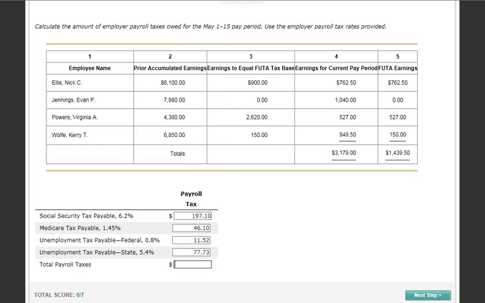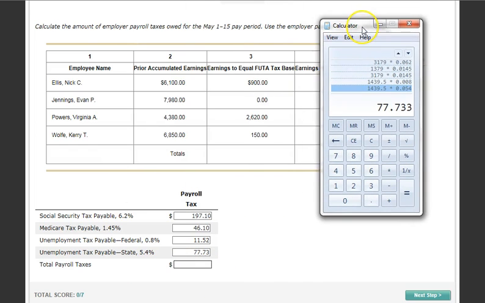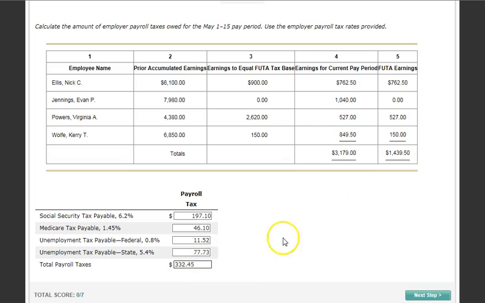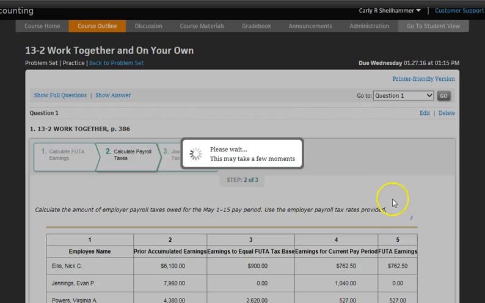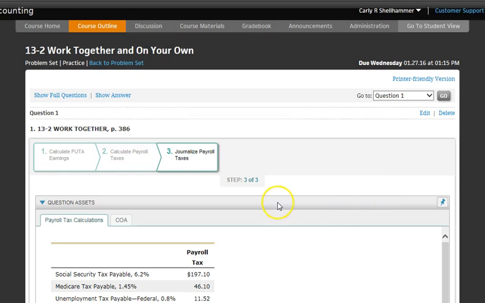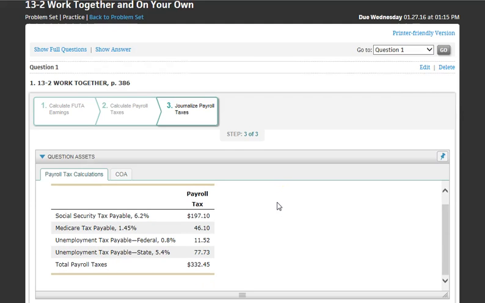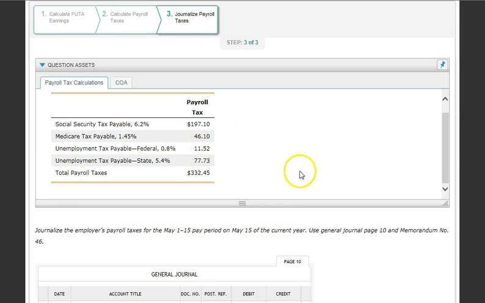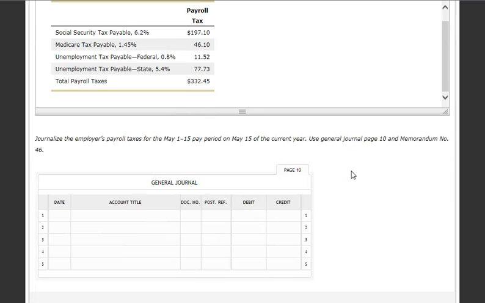And then we need to add all those up for the total payroll taxes. $332.45. All right, moving on. Okay, now we need to journalize the payroll taxes. Okay, that is what we just did. Now we need to journalize it.